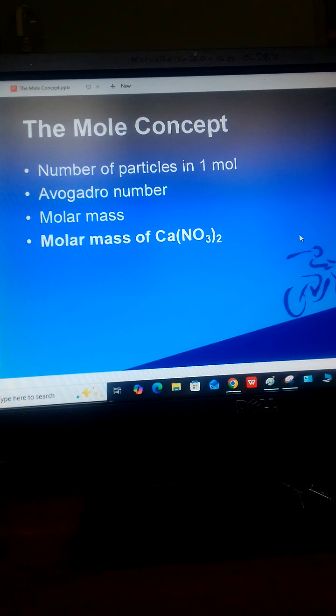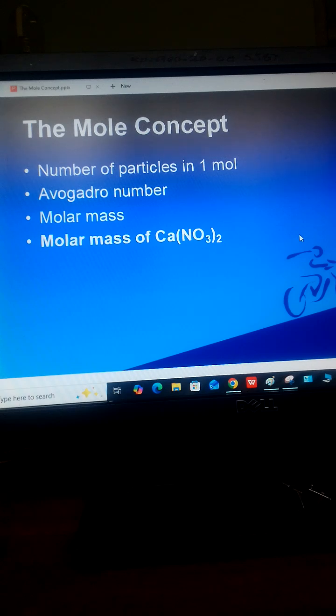Molar mass. Molar mass is the mass in grams of 1 mole of an element, a compound, or a formula unit. It is obtained by adding the atomic masses of the elements in the periodic table in the case of a compound or formula unit. For an element, the molar mass is its atomic mass. For example, carbon, it is 12.011 grams.